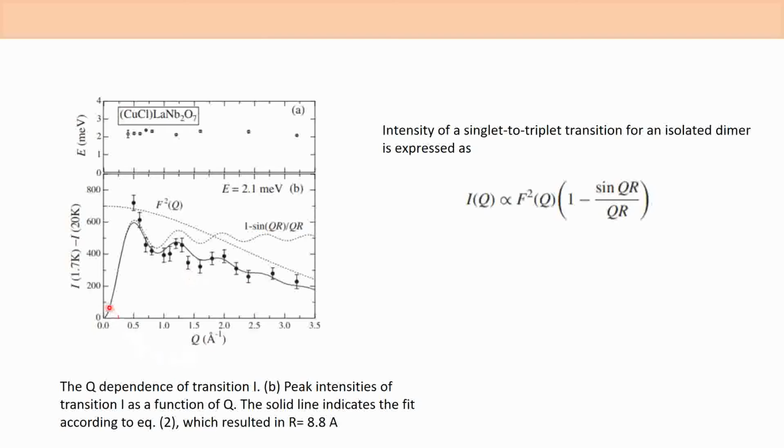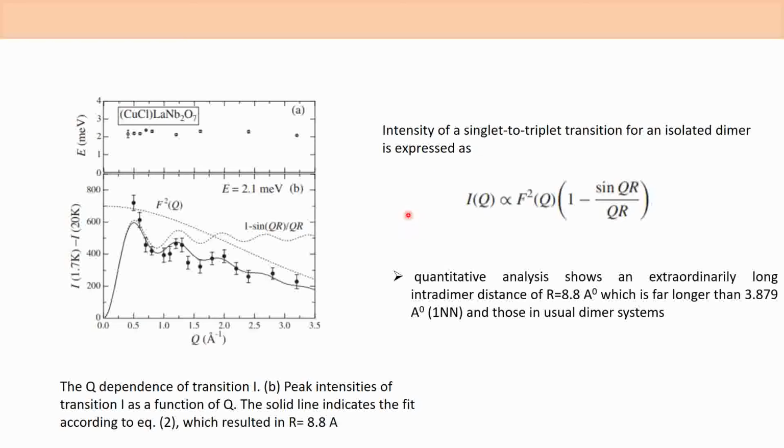Here they wanted to show the Q dependency of the intensity. The intensity graph shows an oscillating nature, and they fitted it by this equation where F is the amplitude, and the value of R they obtained is around 8.8 Angstrom, which is far longer than the first nearest neighbor distance. From these observations they concluded that very large frustration is induced in the system, and that's why it forms a square lattice with the nearest neighbor interaction being ferromagnetic.